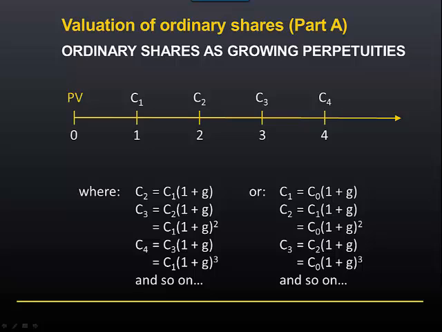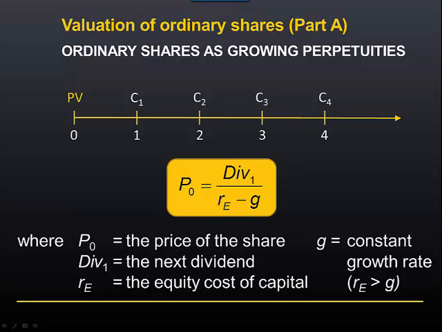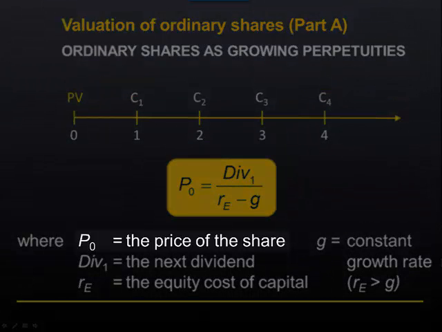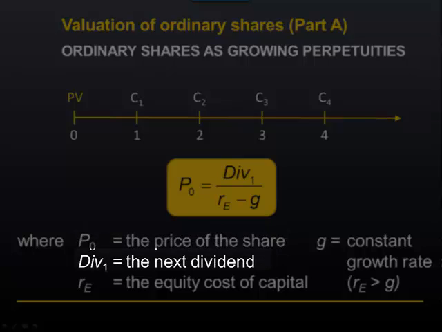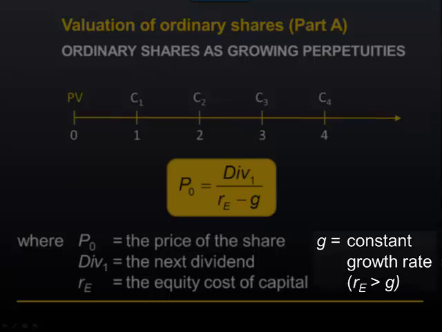This pattern of cash flows, as we know from the topic on financial mathematics, is called a growing perpetuity, and we have a formula to calculate the present value of a growing perpetuity. This is the formula, once again with some changes to notation to reflect the fact that we are talking about shares. P0 is the price of the share, div1 is the next dividend, the dividend to be paid 1 year from now, RE is the equity cost of capital, and G is the growth rate. And once again we note that RE must be greater than G, otherwise it's impossible to calculate a present value.